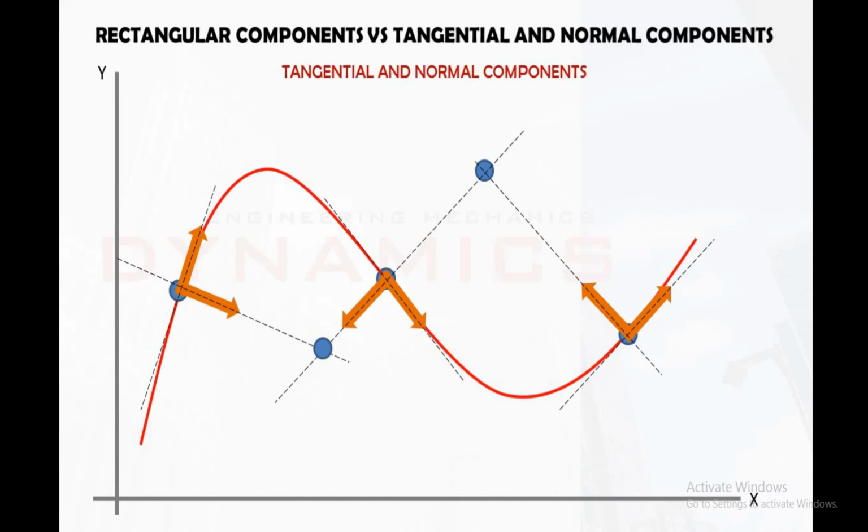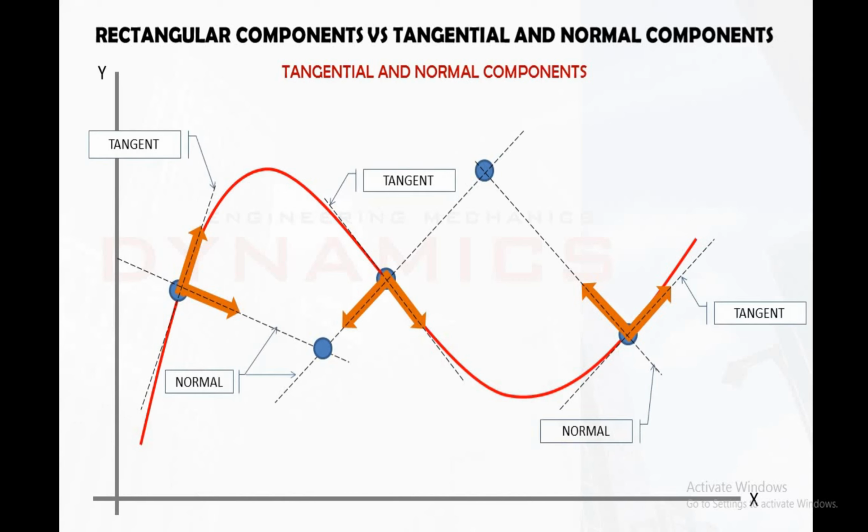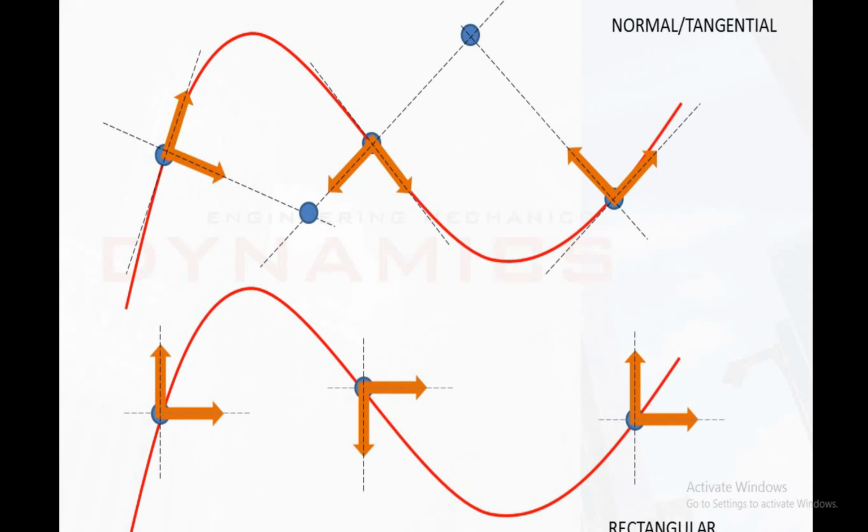Right? But here in the tangential and normal components, as you can see, the normal lines intersect. And their point of intersection is the very center of curvature. See, that is the difference between rectangular and tangential and normal components when it comes to how the particle travels along the curved path. And that is the summary of the difference between the normal and rectangular components.